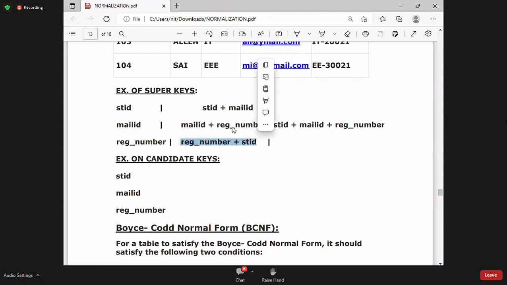So that means what happened? Either individually, these are all super keys. Any two super key columns combination is also called a super key. Either student ID, mail ID combination, mail ID, registration combination, or registration, student ID combination, it will be called a super key. And now can I say super key plus super key plus super key is also called a super key? So student ID, mail ID, registration, again this three combination I can also say super keys.